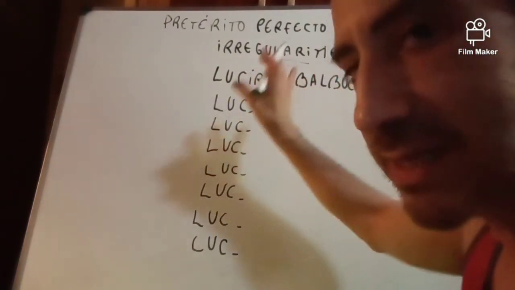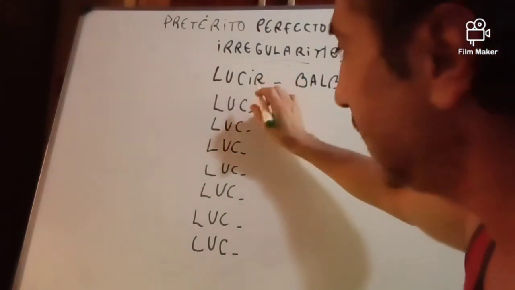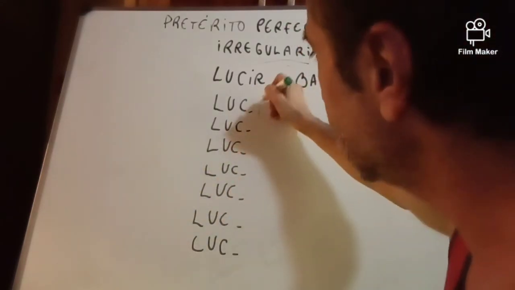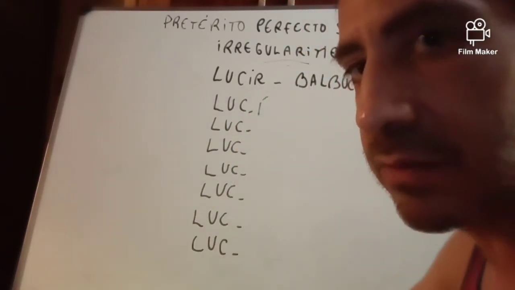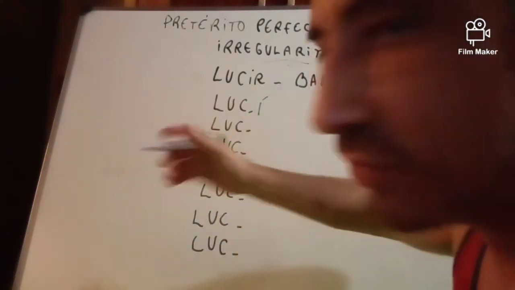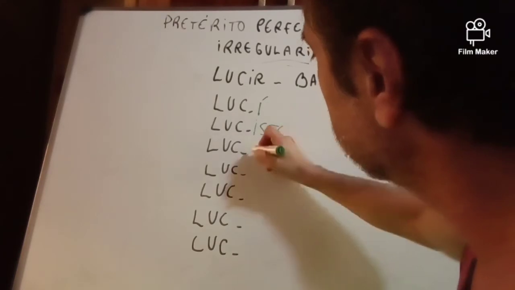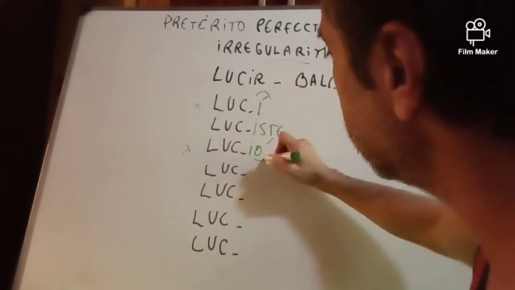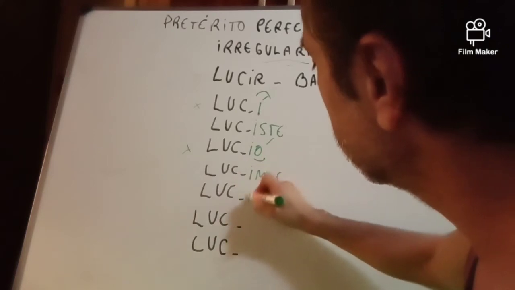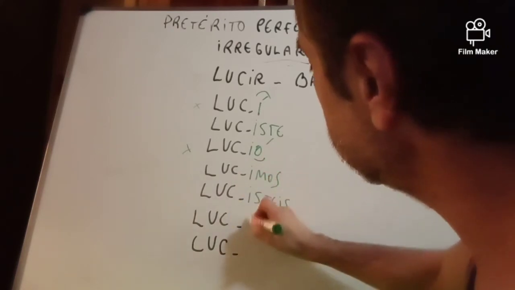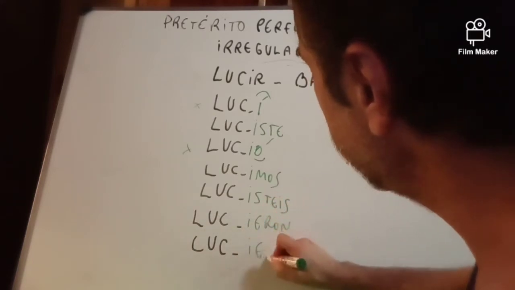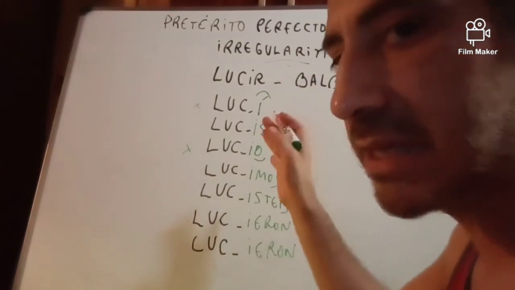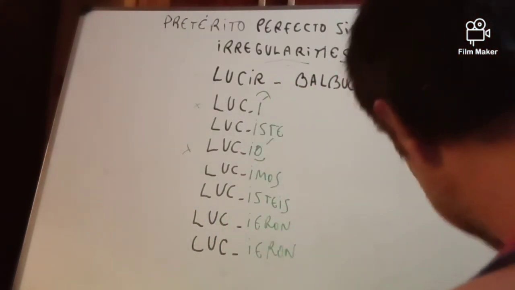As it's regular, the stress now will fall in the ending. For some personal pronouns, let's see. Yo lucí, I looked smart with that suit on this morning. I looked awful. Lucí, luciste, lució. In these two cases, the stress falls here. Lucimos, lucisteis, and lucieron. And the same happens with balbucir, to stammer. It'll be the same, it'll be conjugated the same way. Let's see other special cases.